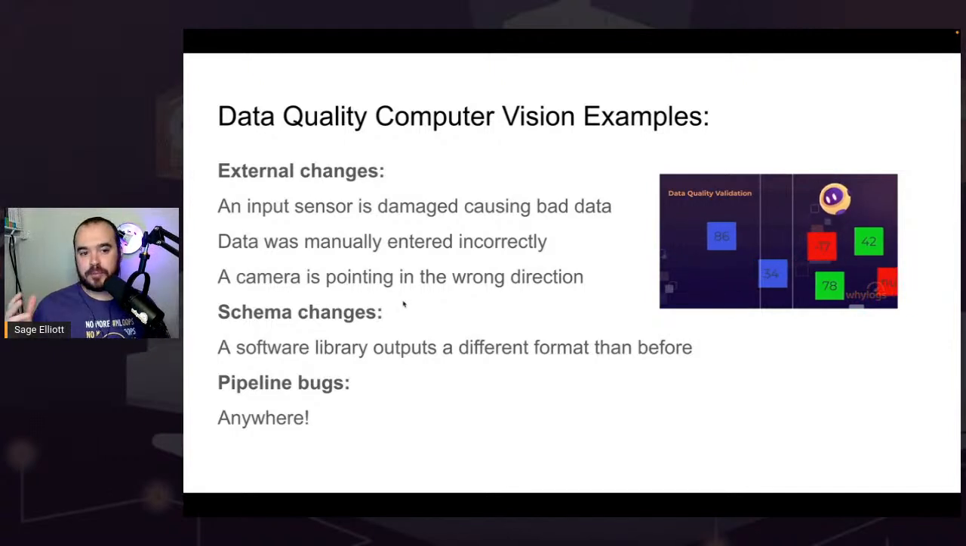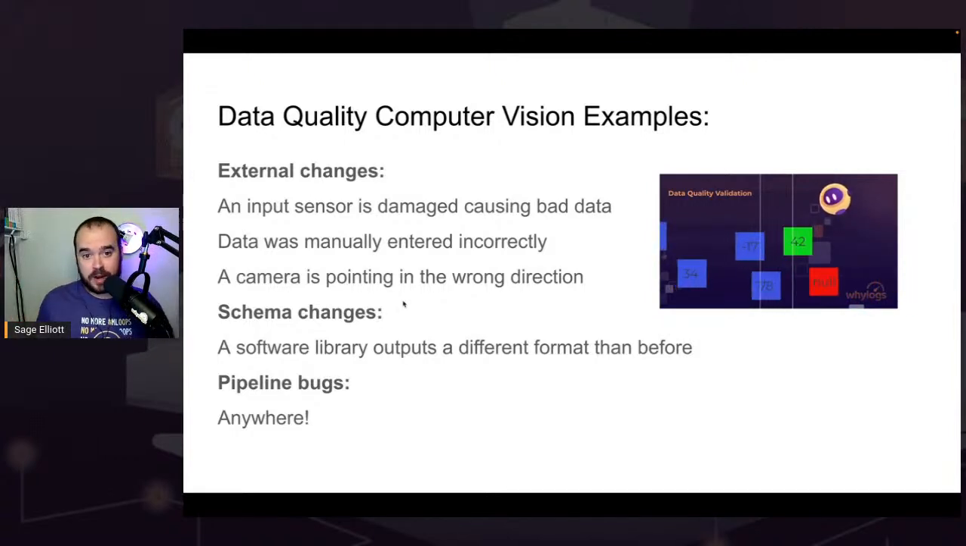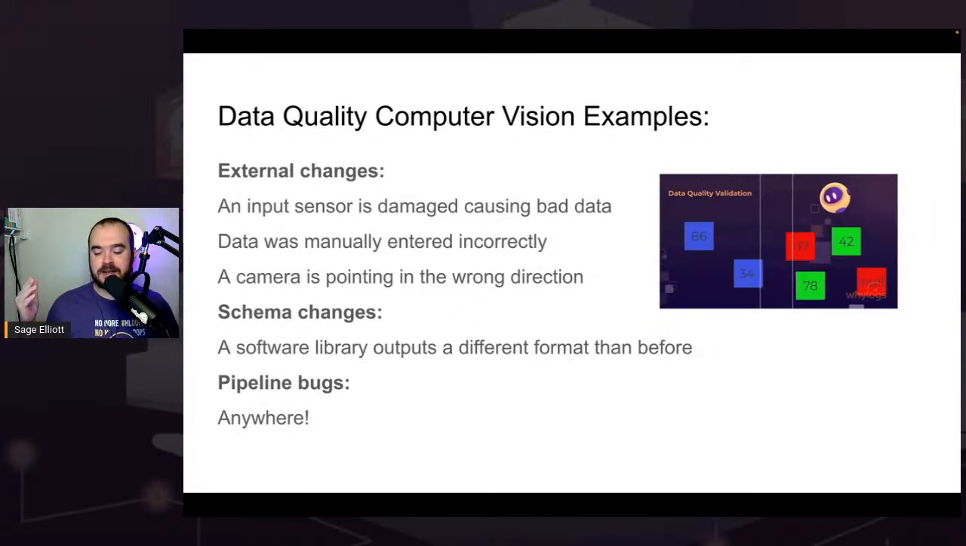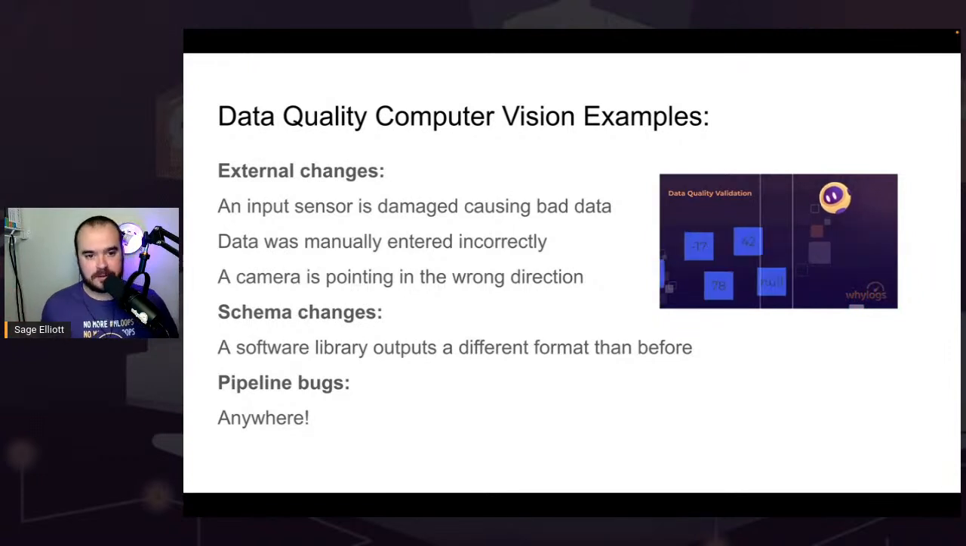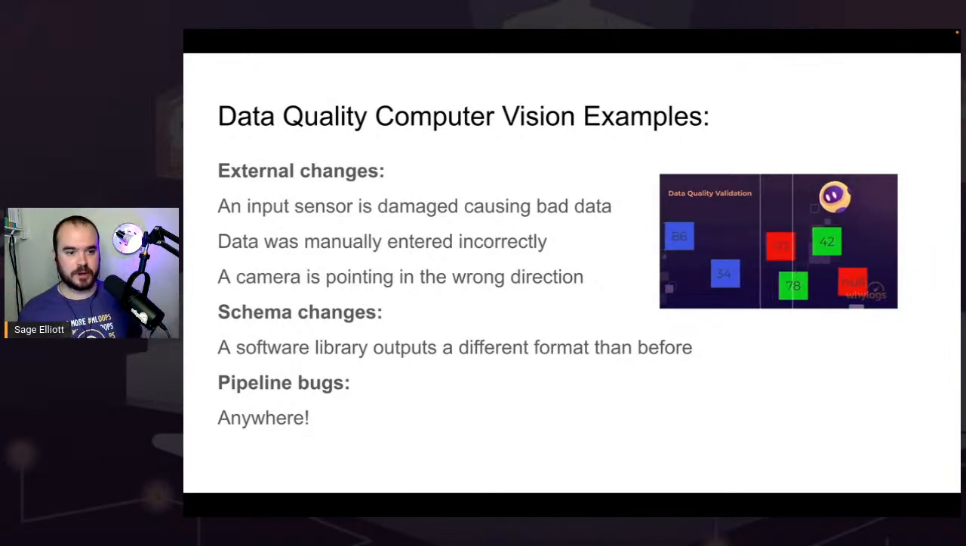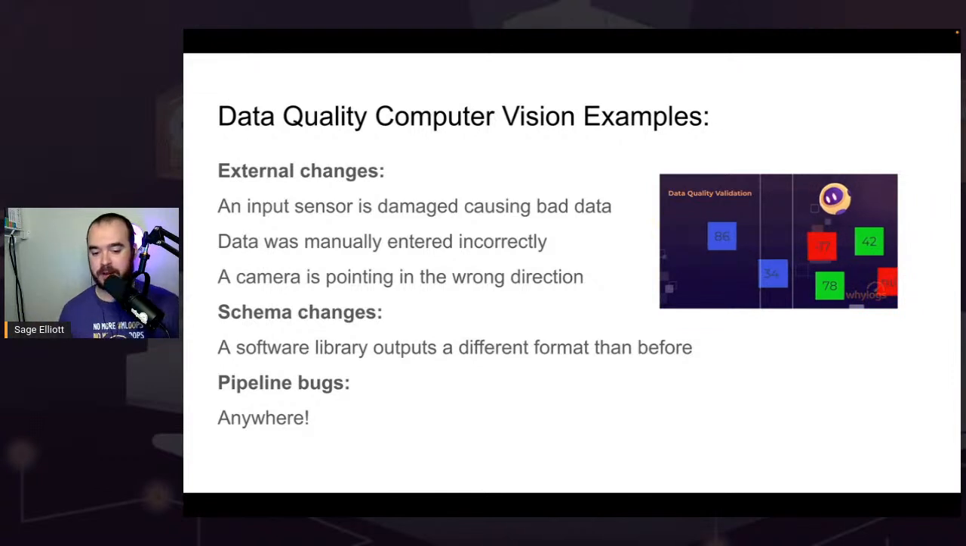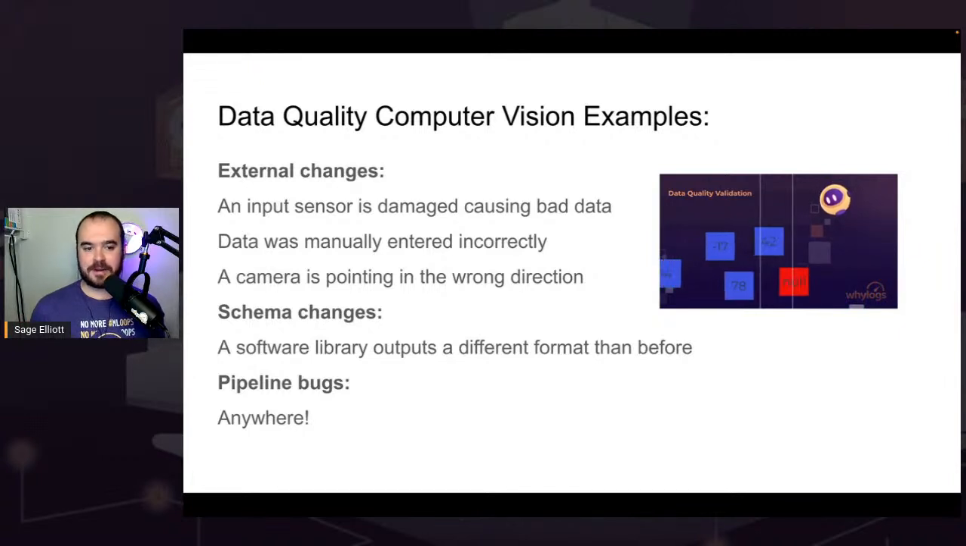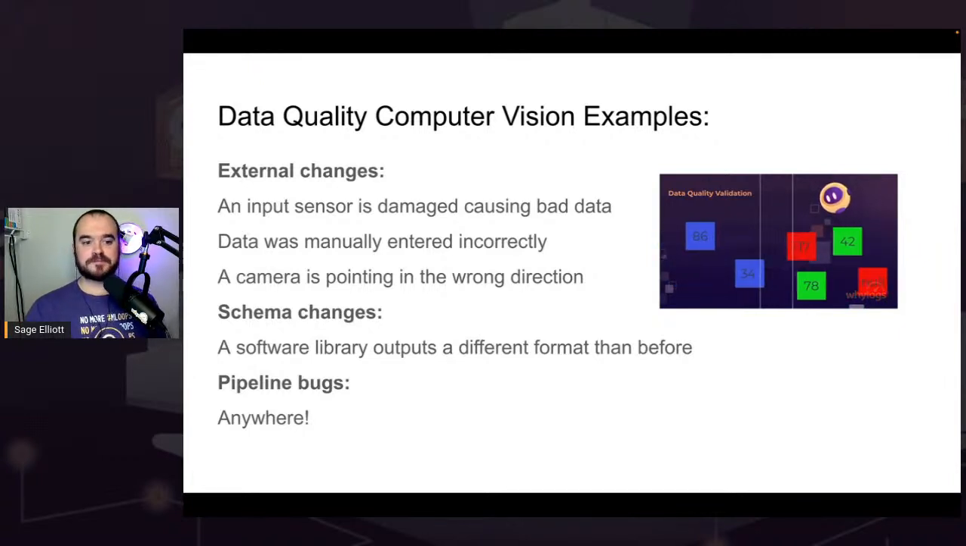A camera could move or be pointing in the wrong direction, or, something I've seen a fair amount, and we're going to see this today as a sneak peek, someone could accidentally turn off a light in a manufacturing facility where you're doing classification on bad products or something, and if the data all of a sudden becomes very dark and you can't really see what's going on there, that would be a data quality issue.